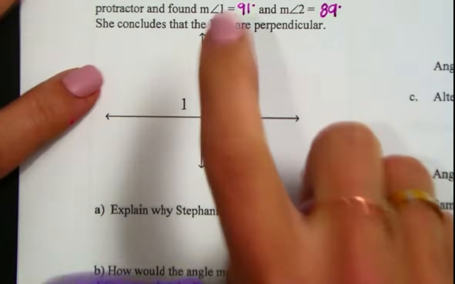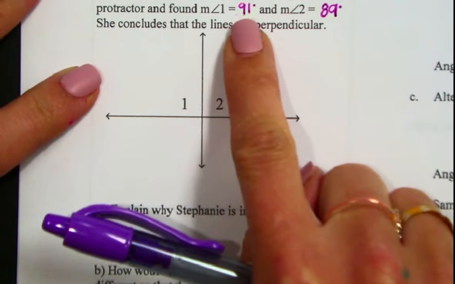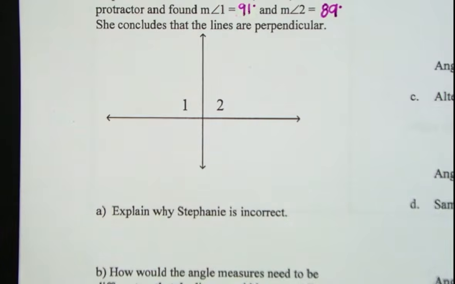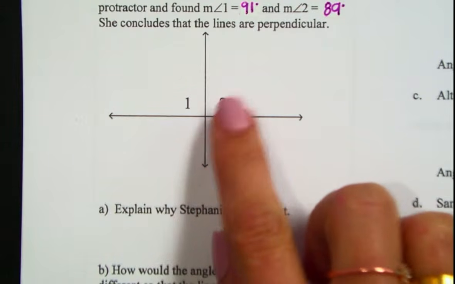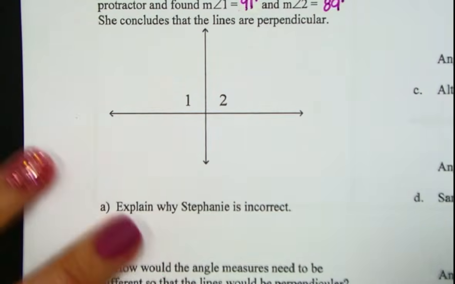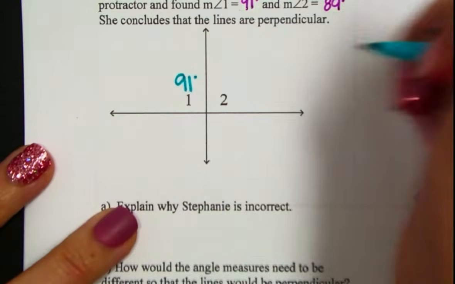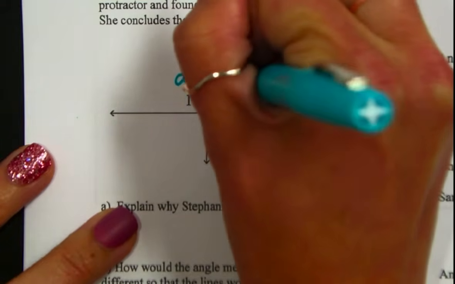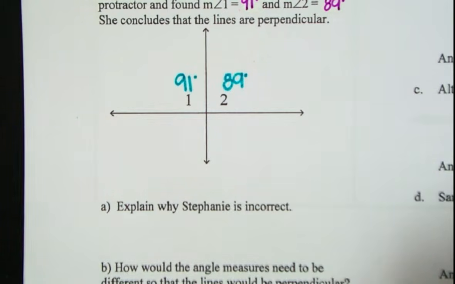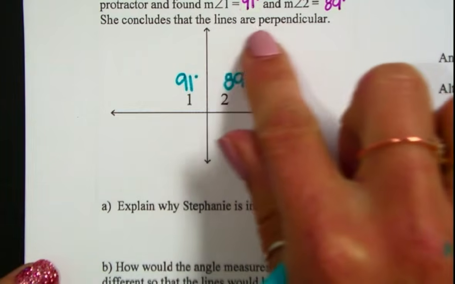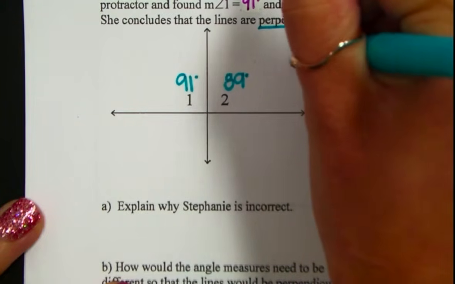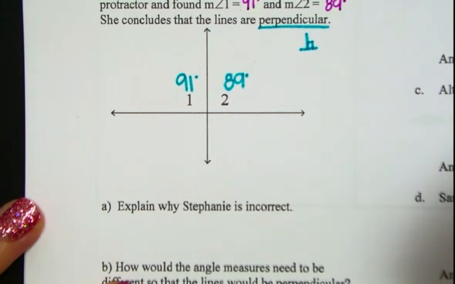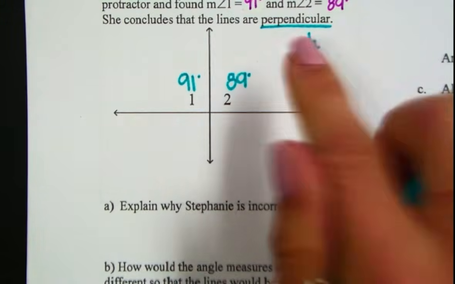So before we start, we're actually going to change the measure of angle 1 to 91 and the measure of angle 2 to 89. And so now we're looking at Stephanie measuring angle 1 and angle 2 below with the protractor, found that the measure of angle 1 is 91 degrees and the measure of angle 2 is 89 degrees. So I'm going to write that in just to help myself visualize the information. She concludes that the lines are perpendicular. Remember, lines that are perpendicular meet at a 90-degree angle. Okay, so she's saying these lines are perpendicular.